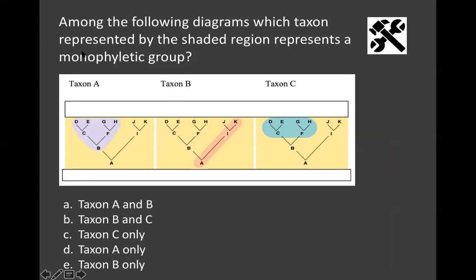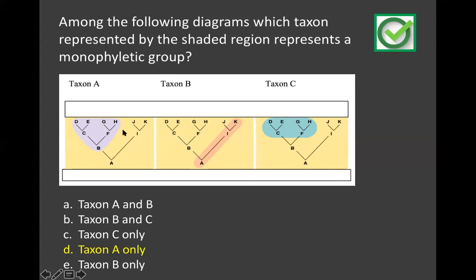Now let's practice to see if we can find a monophyletic group. Among the following diagrams, which taxon represented by the shaded region represents a monophyletic group? Is this a monophyletic group? Is this a monophyletic group? Is this a monophyletic group? So which one is a monophyletic group, or is there more than one? Take a second and consider which answer you'd like to choose. All right, the correct answer is D, taxon A only.